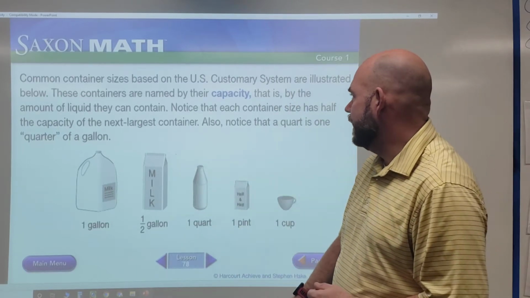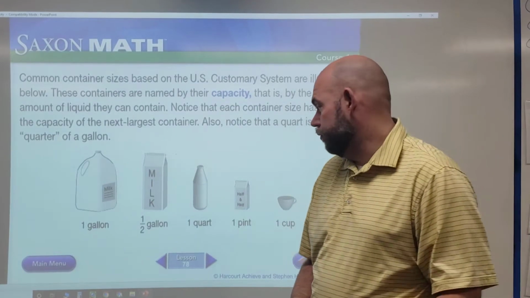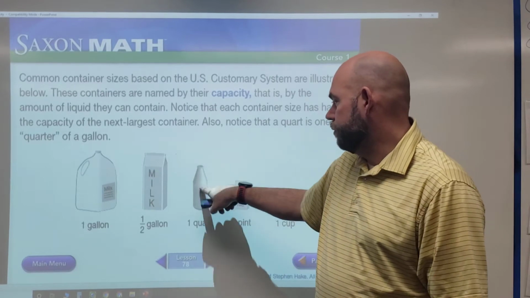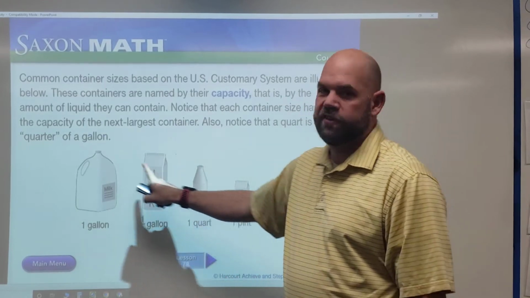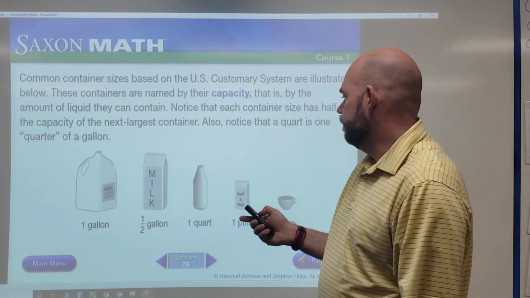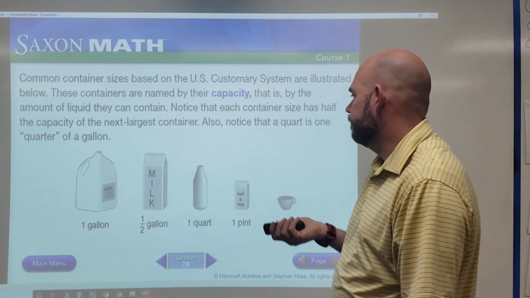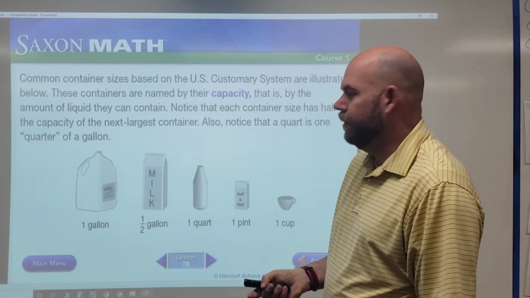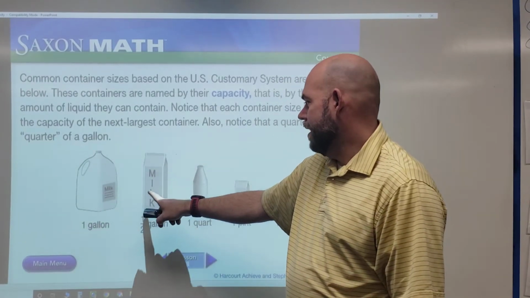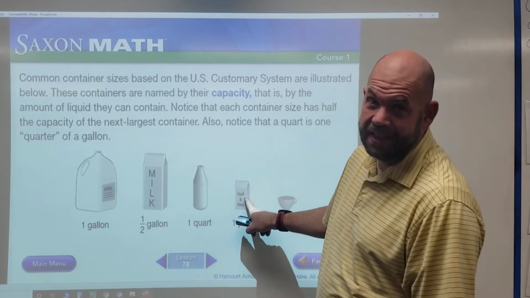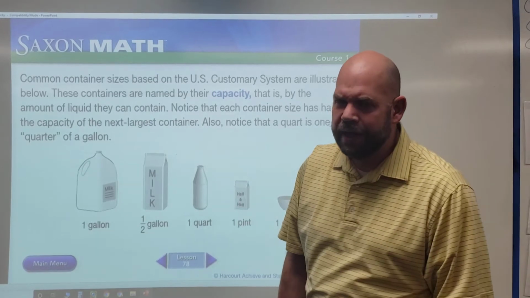They're shown by the amount of liquid they contain. Notice that each container size has half the capacity of the next largest one. So 2 cups equals a pint, 2 pints equals a quart, 2 quarts equals a half gallon, and that's why we call it a half gallon, because really it's 4 quarts equals a gallon, okay? So if we use the half gallon, then it conveniently goes up by double each time. Could we really, in the US customary system, just call this 1 gallon, half gallon, quarter gallon, 1/8 of a gallon, 1/16 of a gallon? So instead of calling it a cup, we just call it 1/16 gallon. Could we do that? Yes, we could do that.